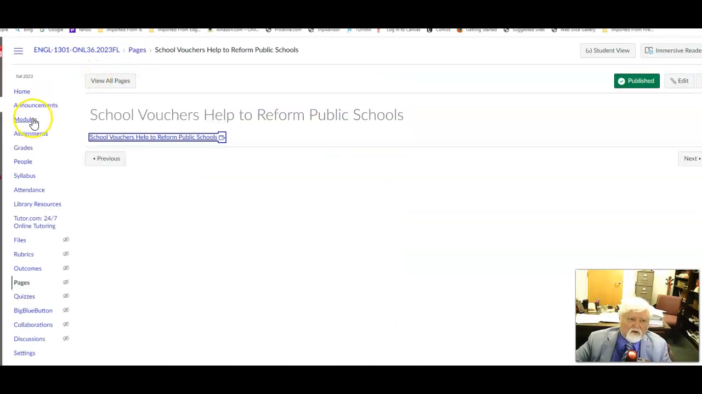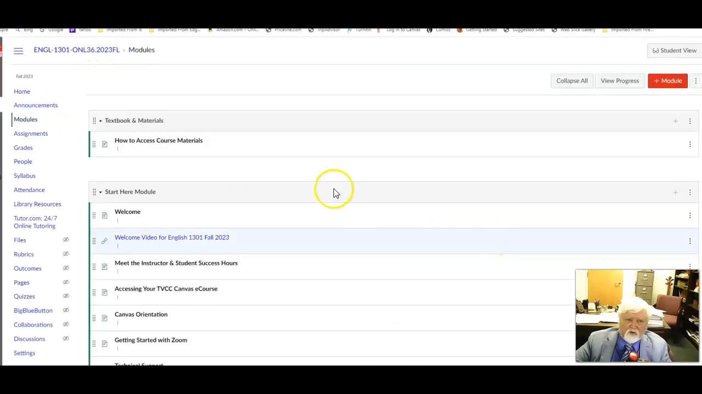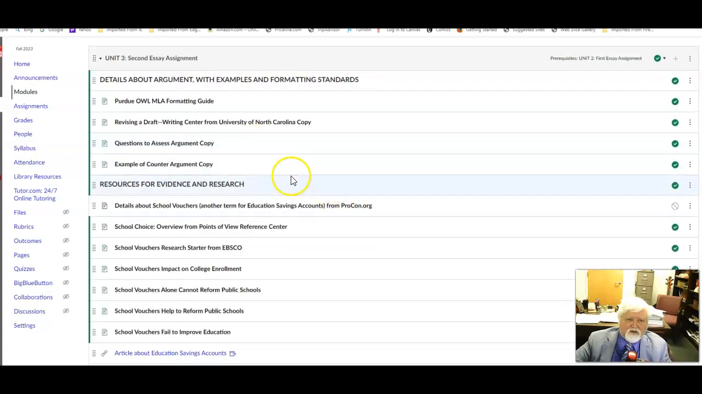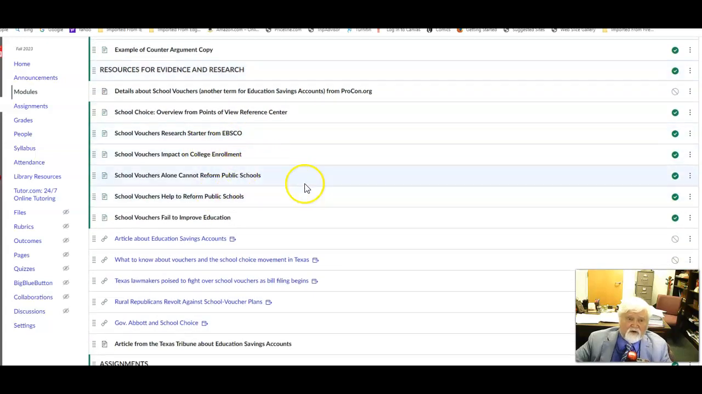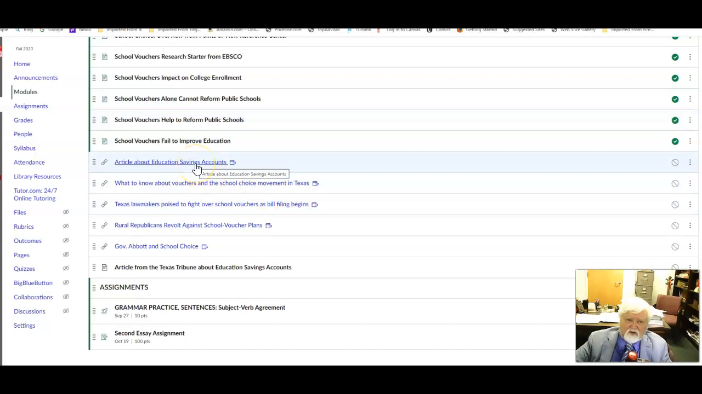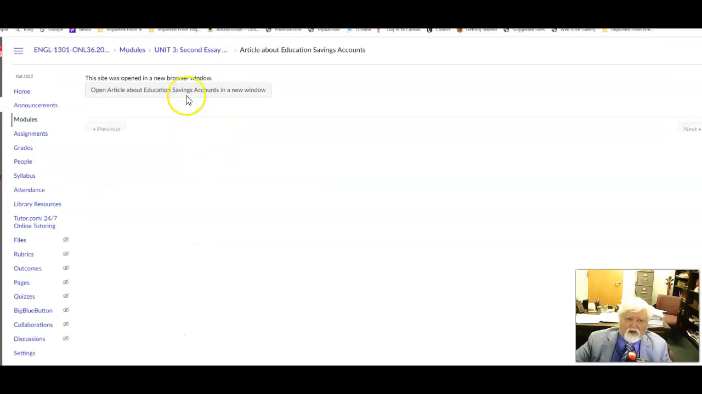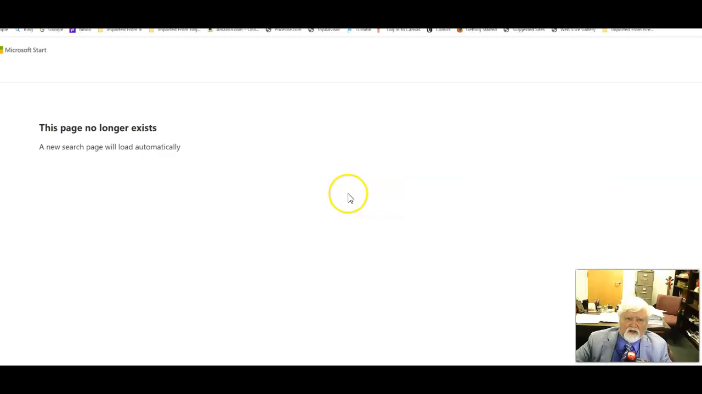So what I try to offer for you with these links to the sources is different views. So this one says it helps, this one says it fails to improve it. These are some other articles about the Education Savings Account. Click on the link here.